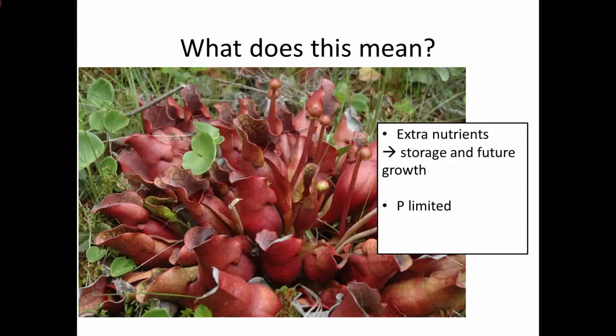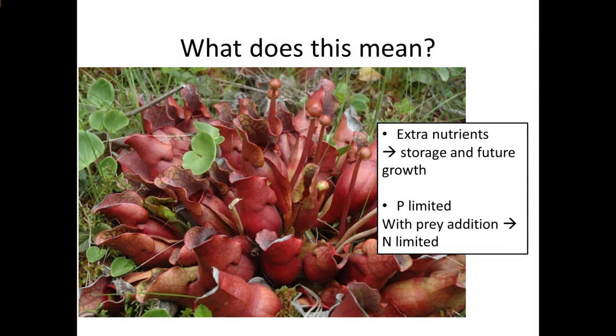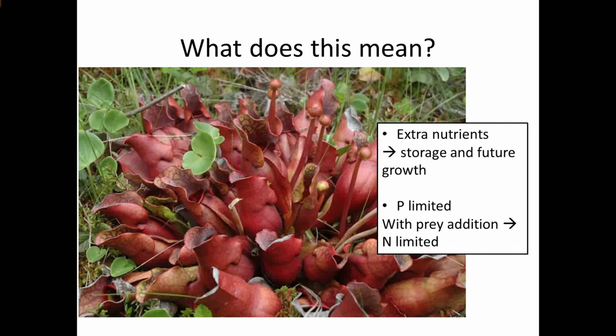And ultimately, pitchers seem to be phosphorus limited without prey addition. However, when they started capturing prey, pitchers became more nitrogen limited. And this could be important in the future when nutrient additions to this environment might shift.